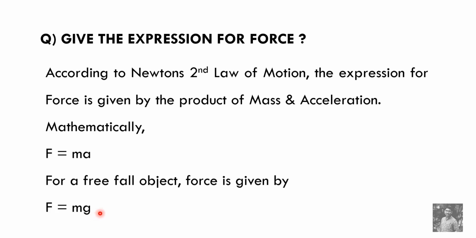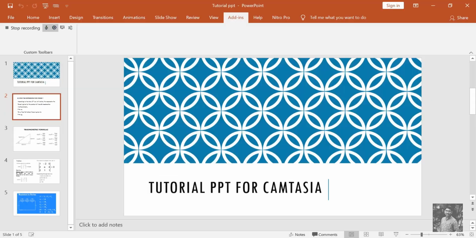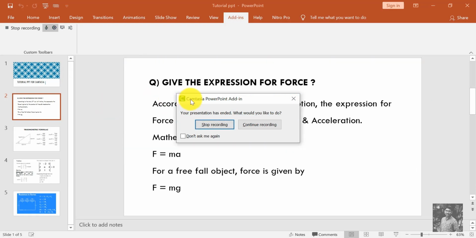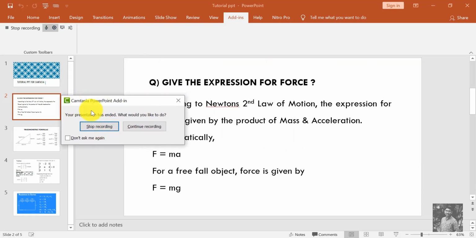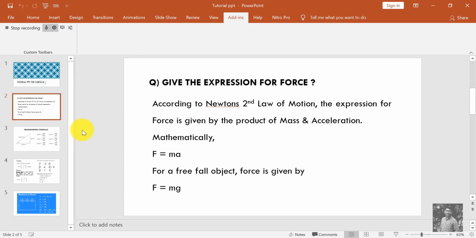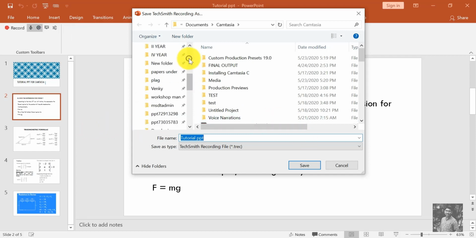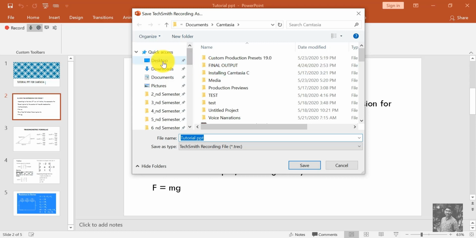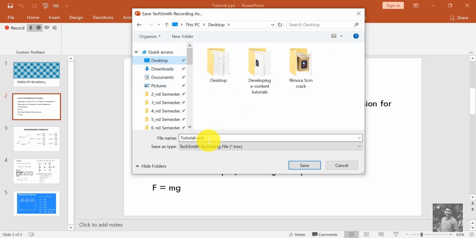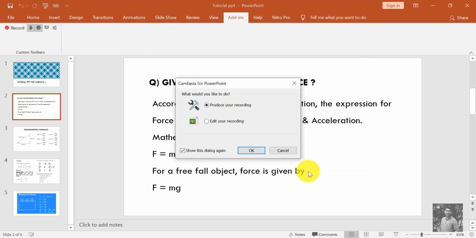Now I want to end the slideshow here. Okay, I'm just clicking on escape to end the recording. That's it. Just click on escape to end the recording. You'll be getting a pop-up like this to stop. Here we need to stop recording. Okay, after which it will ask to save it at some location. I'm saving it on the desktop with the name tutorial PPT, and I'm clicking on save.